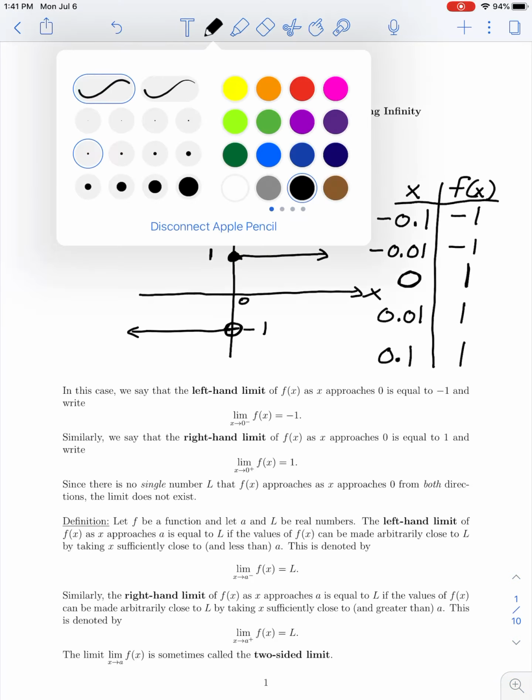So conversely, if the left and right-hand limits of a function as x approaches a are not equal to each other, that means that the two-sided limit does not exist, as we've seen in the first example of this section and at the end of the last section. So let's look at some examples working with one-sided limits.